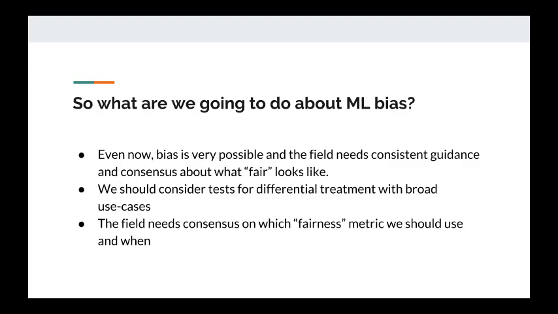If I have a large population of people and I try it on a large and diverse population of people, can I verify what the differential impact looks like, rather than waiting for my algorithm to go into the wild and then just waiting for some negative impact? The field needs some consensus on which fairness metric we're using and when, or whether there is an envelope of them that we're attempting, and what happens if that ends up not being the case.